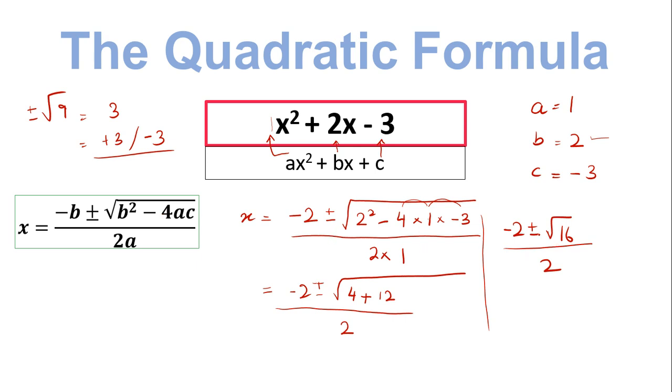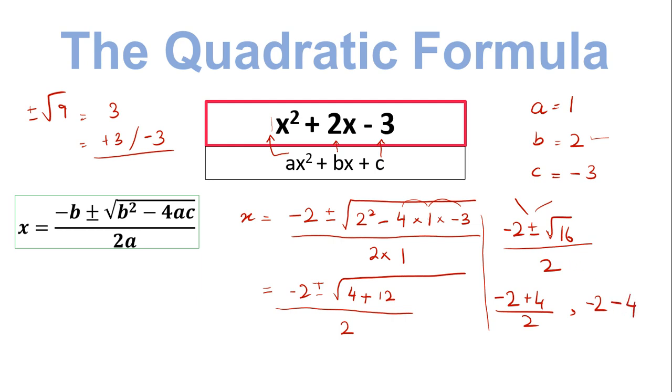So now I have minus 2 plus or minus square root of 16. Now square root of 16 means 4. 4 times 4 gives you 16. So now I'm going to split it. This negative and positive sign split apart, and one of the values becomes, now I know that square root of 16 is 4, negative 2 plus 4 over 2, comma, the other one is negative 2 minus 4.